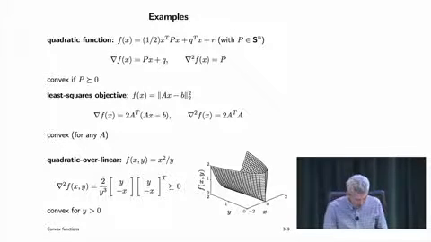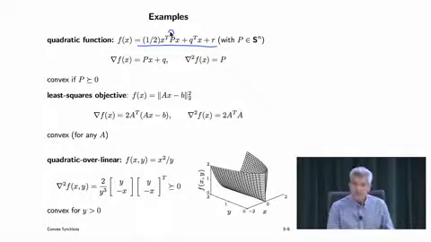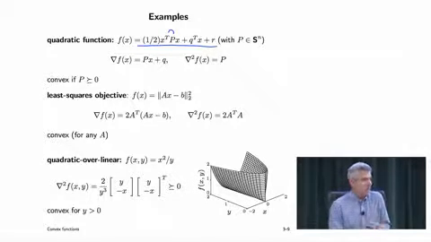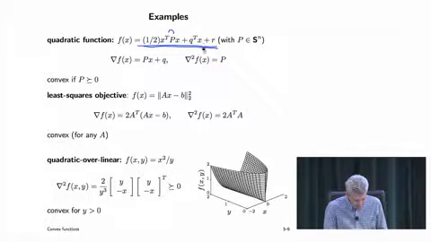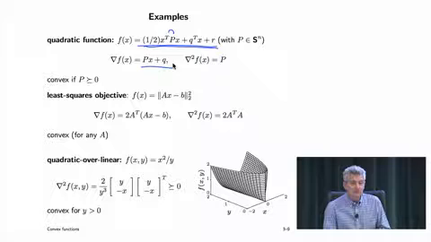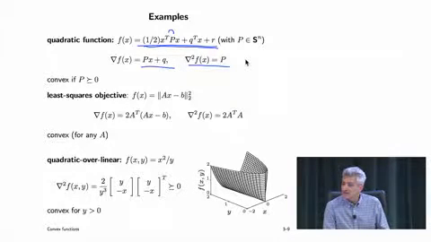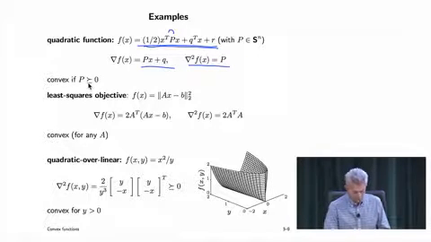Let's knock off all quadratic functions. Here's a quadratic function. Without loss of generality, we can assume that P here is positive semi-definite, symmetric, because otherwise you get the same quadratic form. The gradient of this function is Px plus q, and the Hessian is P. So that's the Hessian, and then it's really simple. A quadratic function is convex if and only if its quadratic part is positive semi-definite.